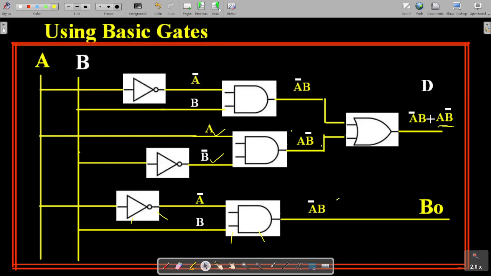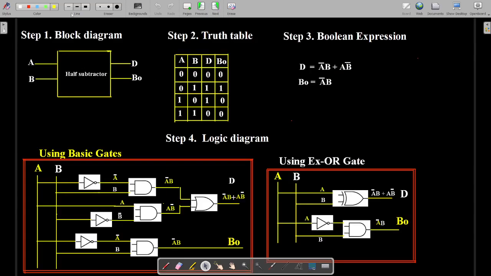So we'll summarize. This is the block diagram: inputs A and B, outputs D and the borrow output, and the truth table. Combining the input combinations along with the output possibilities, these are written. The Boolean expression D is A bar B plus A B bar, which can also be written as A exclusive or B, using the XOR gate. And B naught is A bar B. The last step is the logic diagram. Using basic gates it is drawn, and similarly using the XOR gate it is drawn.